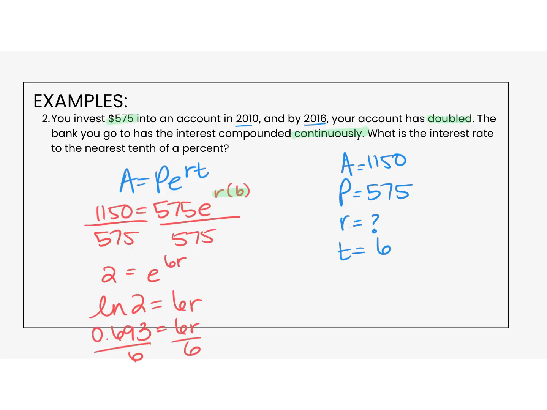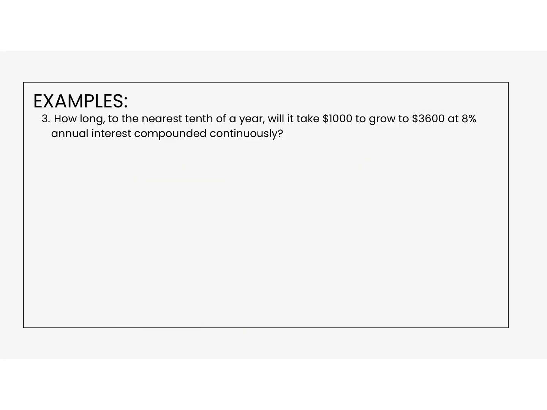And again, I'm using the answer feature on my calculator, so my rounding could be a little bit different than yours if you're rounding as you go. And I get 0.116. So nearest tenth of a percent, my rate would be 11.6% interest. Okay, let's look at one more.